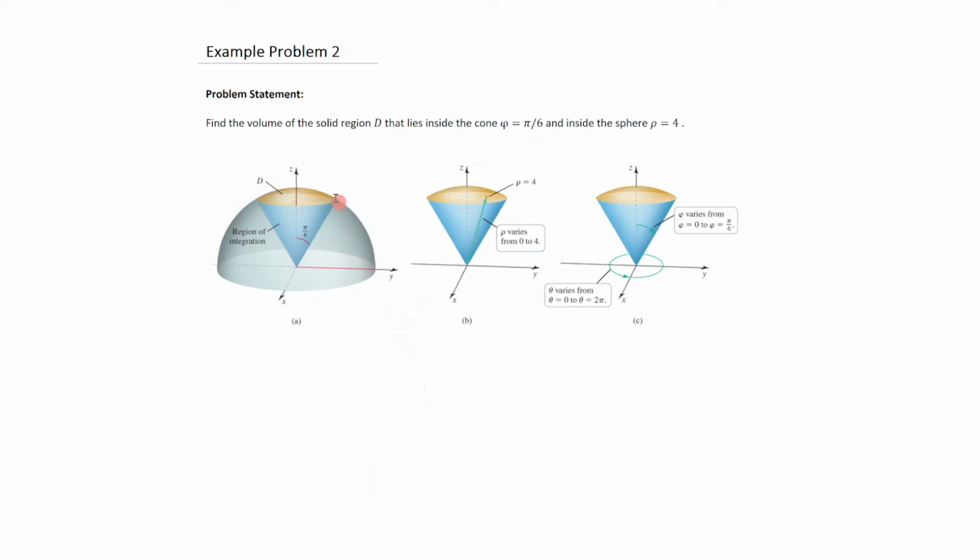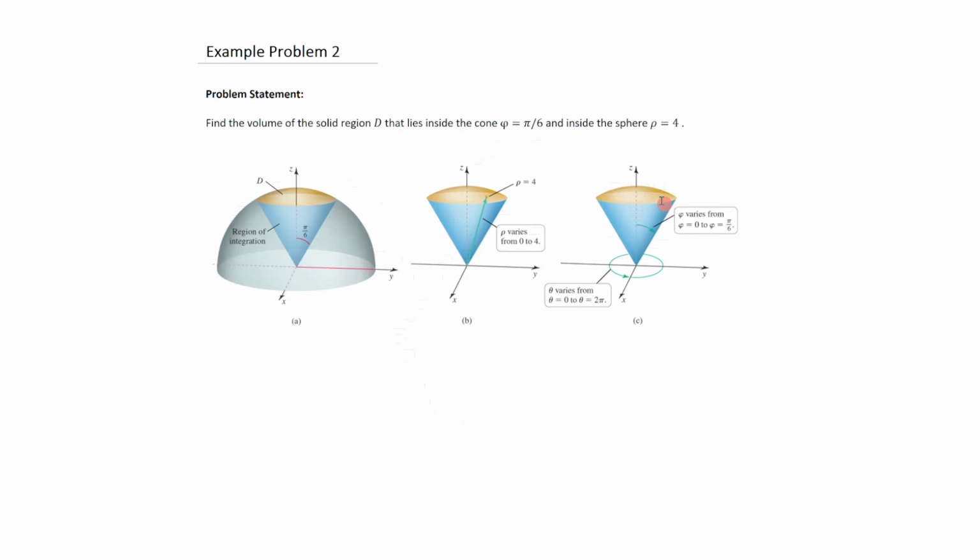Theta, of course, can be anything from 0 to 2 pi. So all we're doing is doing a full rotation, and we're mapping out this cone. The top of the cone basically is the surface of the sphere. Okay, so rho will vary from 0 to 4. Theta will vary from 0 to 2 pi. And phi will range from 0 to pi over 6. So those would be the integration bounds that allow you to basically compute the domain here.